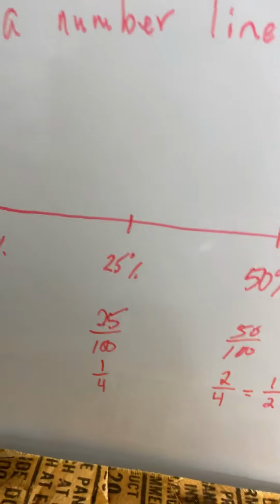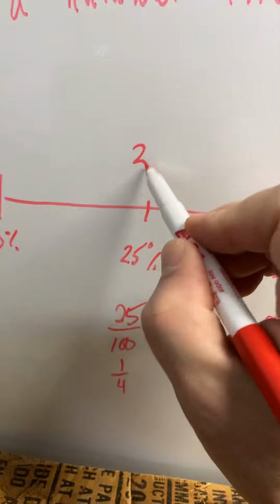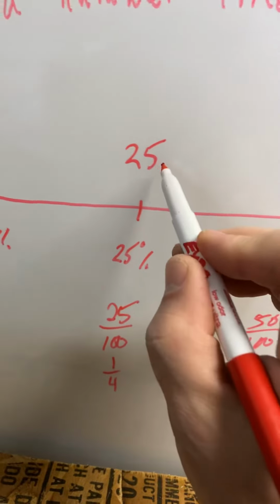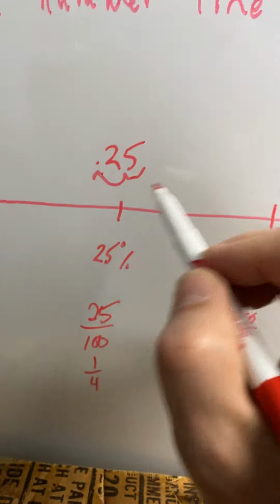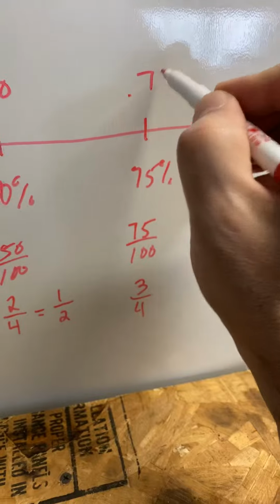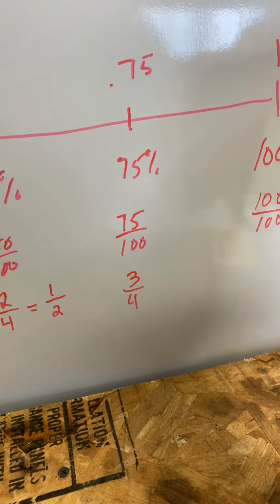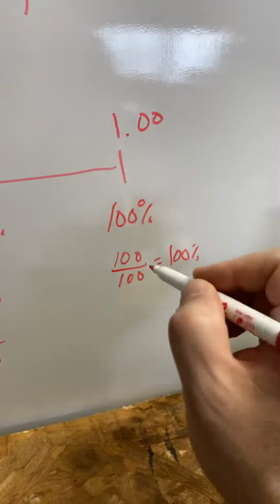Okay? Now, if you want to make these decimals, all you do when you see a percent, and we're going to talk about this later, is if I had 25%, my decimal is behind it. So what I want to do is move it 1, 2. Right there's my decimal. Right there's my decimal. Right there's my decimal. And 1 would be for 100, because you'd have 1.00. Okay?